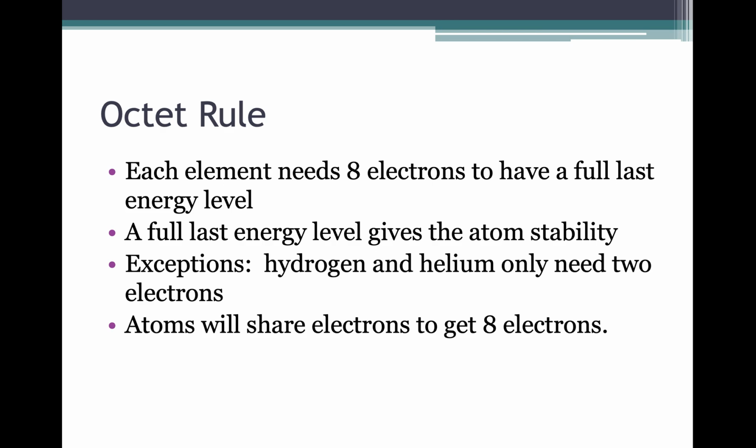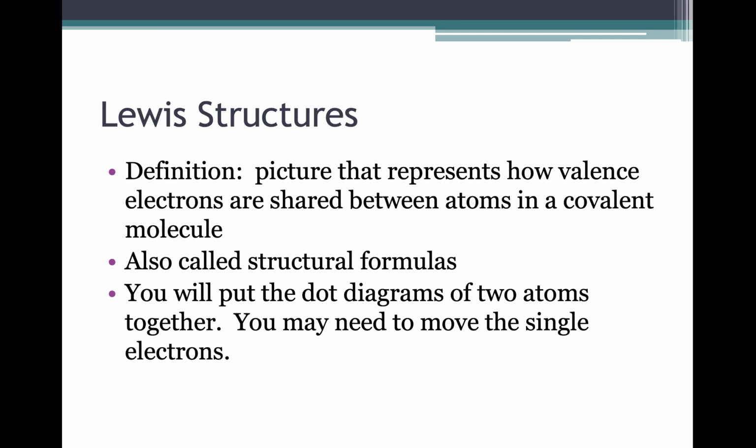Just go with it. The exceptions are hydrogen and helium. They only need 2 electrons in order to be stable and happy and not react with everything that comes along. So atoms are going to share their electrons in order to get to 8. So this idea involves what are called Lewis structures. And so Lewis structures are pictures that represent how valence electrons are shared between atoms in a covalent bond. So we're going to take those dot diagrams that we drew, that I just showed you, and we're going to put them all together into molecules so that everybody has 8 electrons.